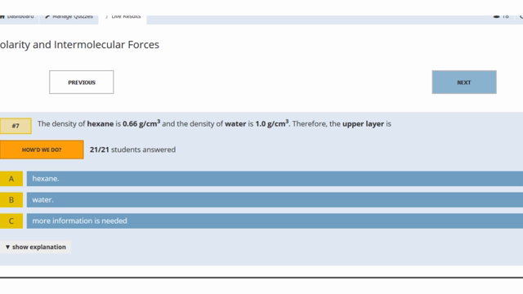While you're answering that, oh, looks like we're all locked in. We'll check it out. All right, of course, hexane, because hexane is less dense. That should be the one on top.